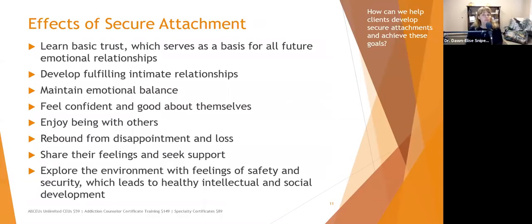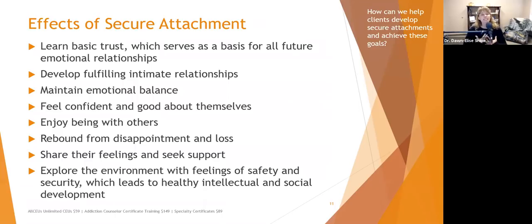We need to help people feel confident and good about themselves, so self-esteem activities. They need to enjoy being with others. Now, you've got introverts who, like my husband and my daughter, they don't dislike people, but too many people is overwhelming for them. So they just want to hang out with 1 or 2 people at a time. Then you've got people who are extroverts like me, and I'm just like, hey, let's go to the gym and work out with 40 other people, and that's where I draw my energy.